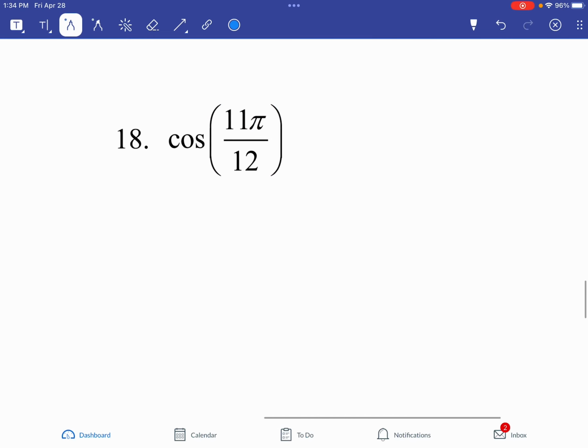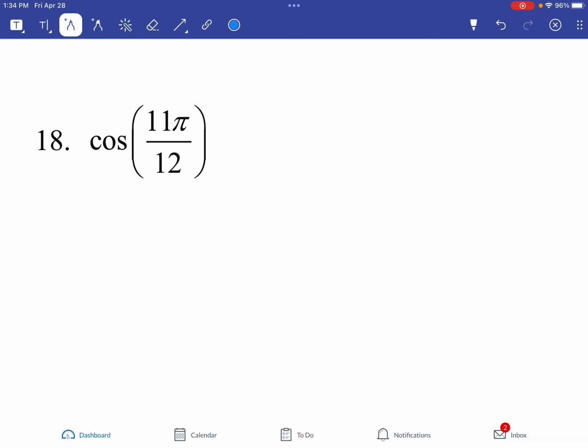Okay, here we got 11. So we're going to do 5 pi. Nope, we're not. We're going to do 9 pi. Oh, we'll switch it up. We'll do 8 pi over 12 plus 3 pi over 12. Okay, reducible by 4, so we get 2 pi over 3 plus pi over 4.